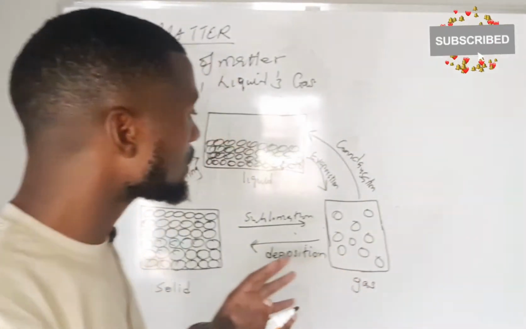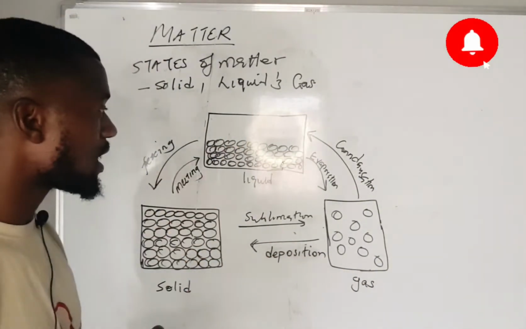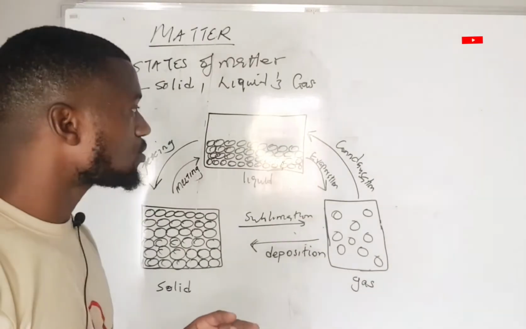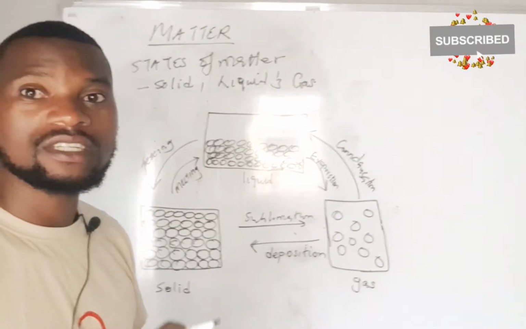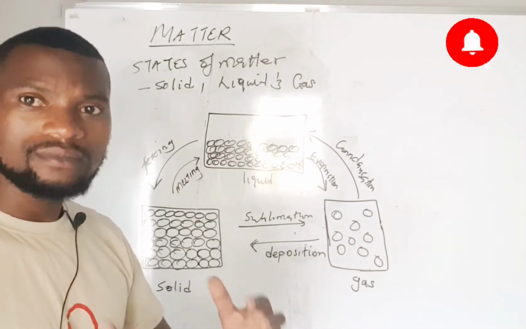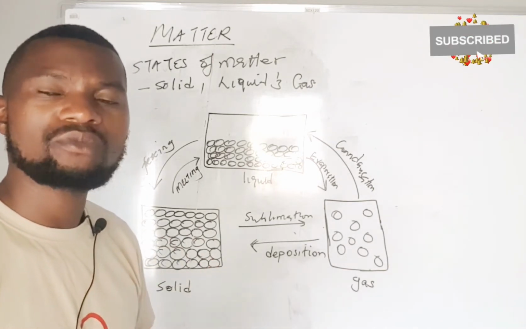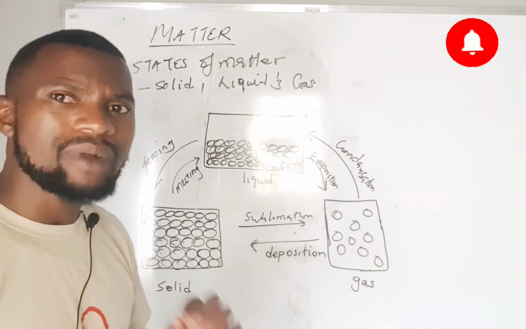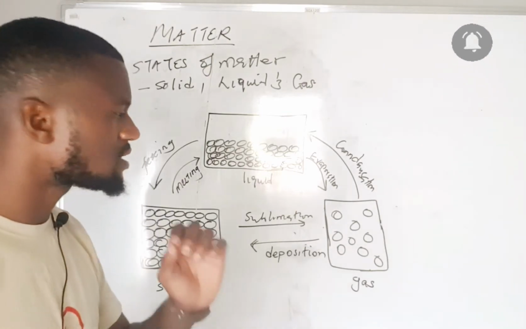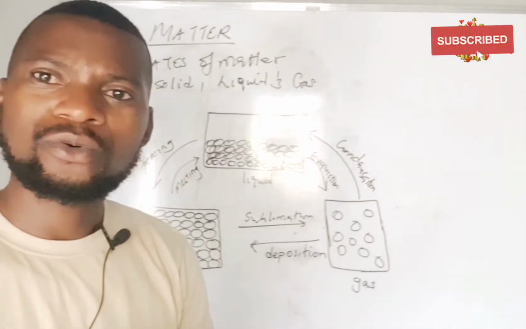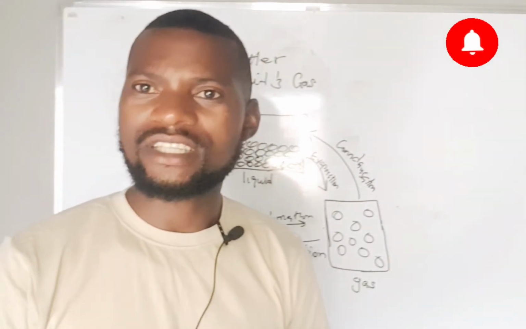When you look at this diagram which we have here, it shows the different changes of state, how solids, liquids and gases are able to change from one form to another. But the key thing is, do we exactly know what happens when a substance is changing state?